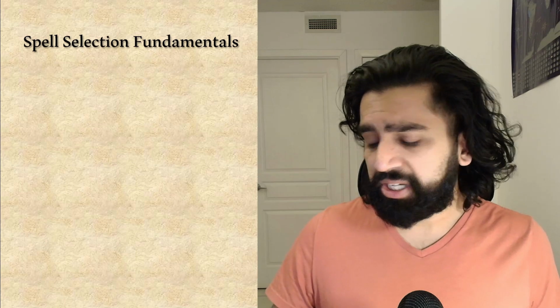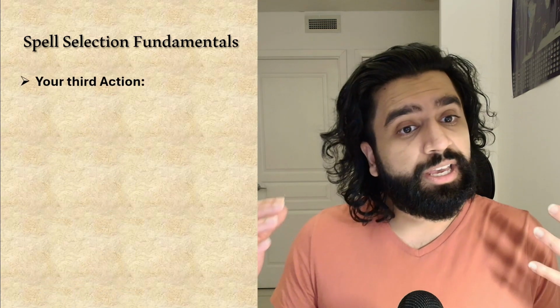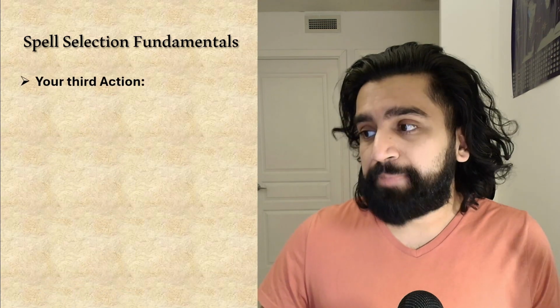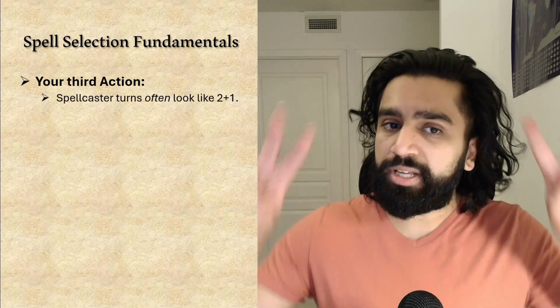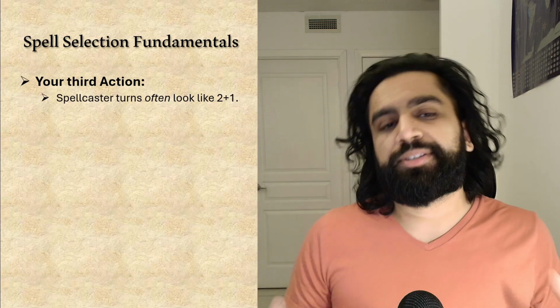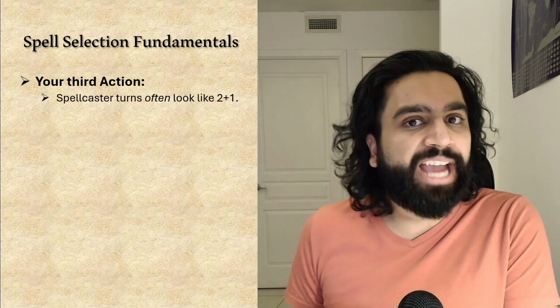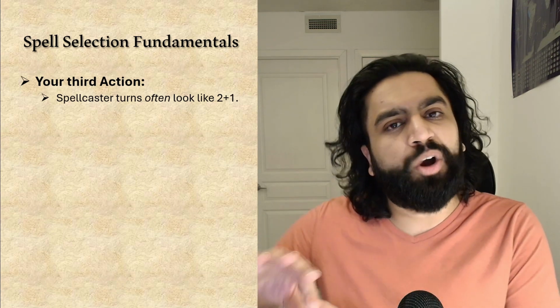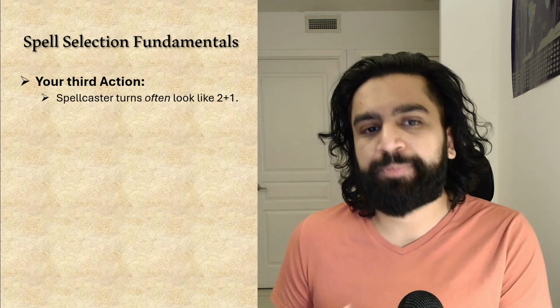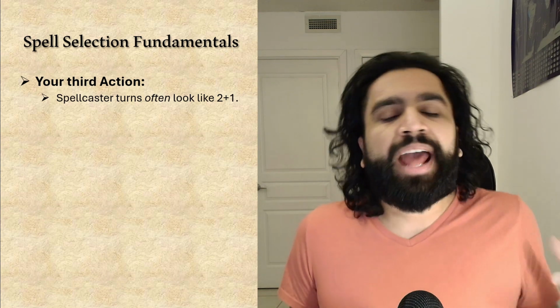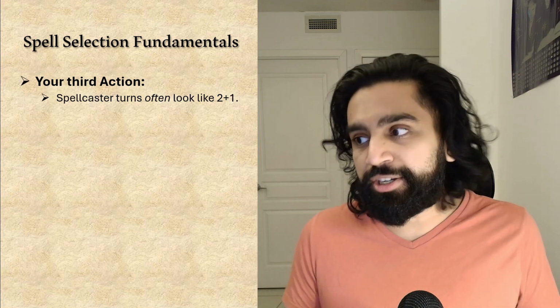Now the last thing I want to cover in terms of spell selection is your 3rd action. A spellcaster's turn is often 2+1. 2 is your main spell. Most spells are 2 actions, and then what you do with the 3rd action can define the difference between an okay and a good spellcaster. You should always be thinking about how you're going to weave that 3rd action into your turns.